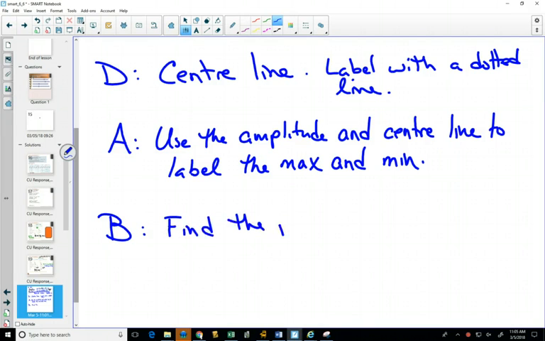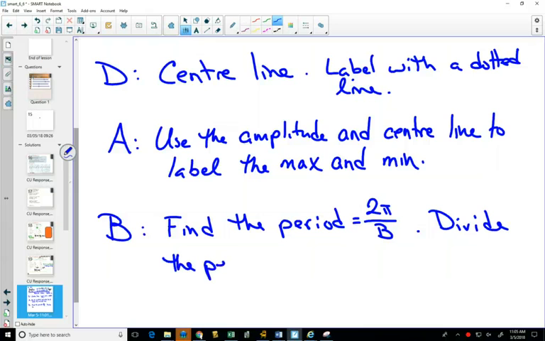We'll use the b value to find the period. And remember, I'll just write the formula here, that your period is 2 pi over the b value. Whatever your period is, you're going to take that period and divide it into 4 equal sections.